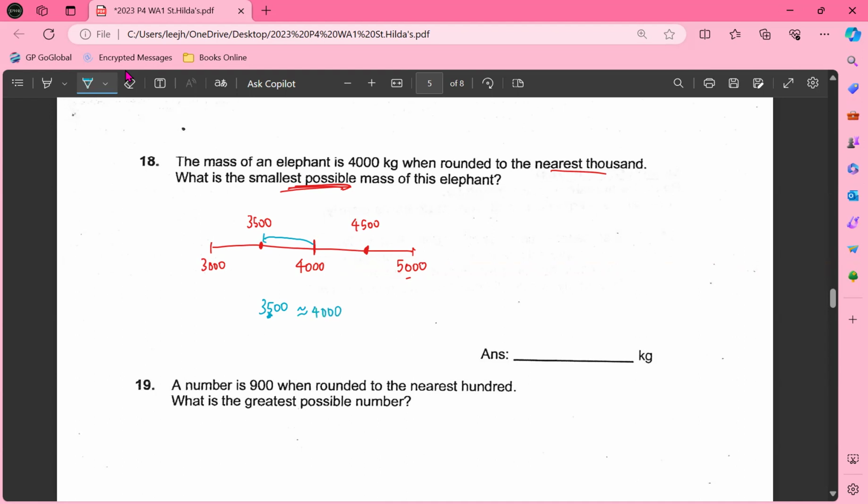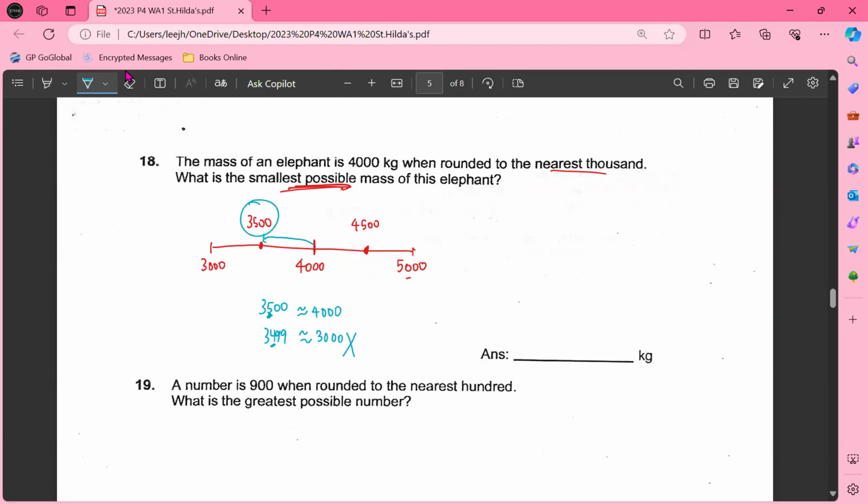Perhaps if I were to have 1 kilogram less, it is 3,499. One less of 3,500 is 3,499. Let's see if I round to the nearest thousand, would it still be 4,000? So I look at the hundreds place, it's a 4. So like what I said earlier, if it's 4 and less, you cannot round up the thousands place. So it must be 5 and more. So if this is a 4, it will round back down to 3,000, which is not what I want.